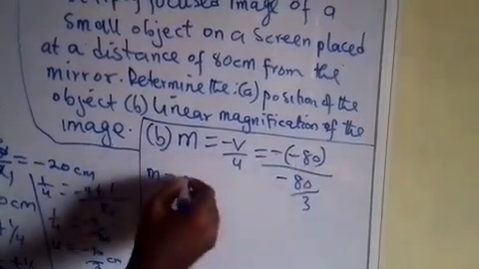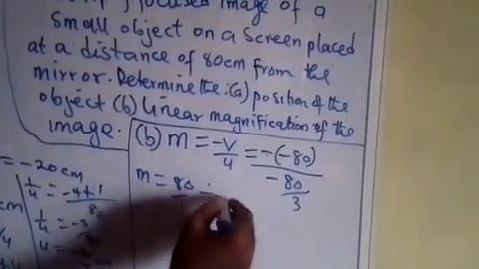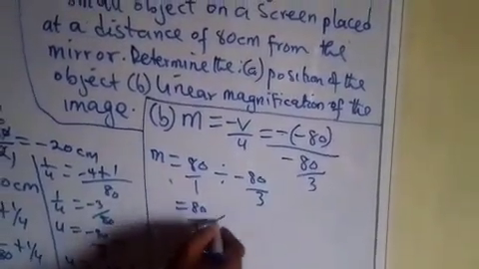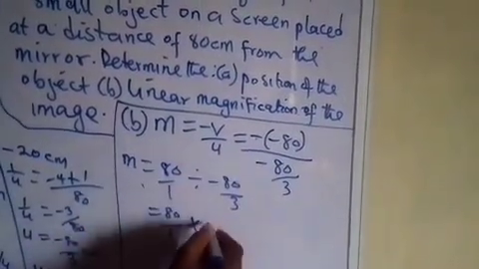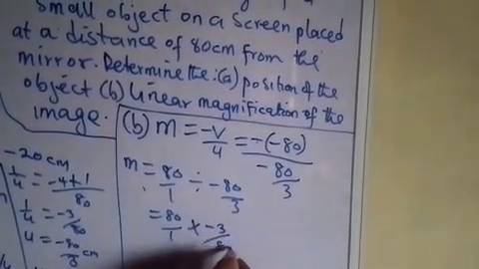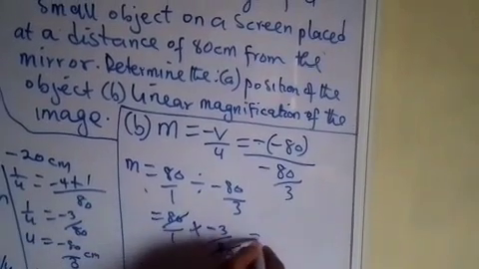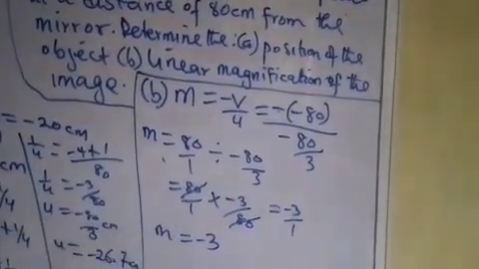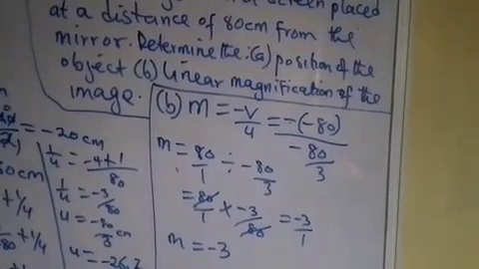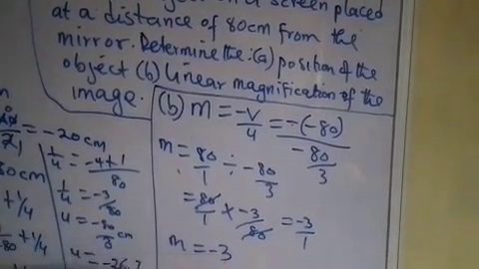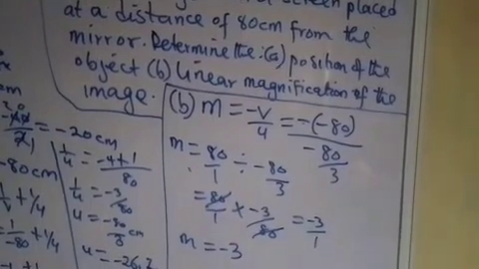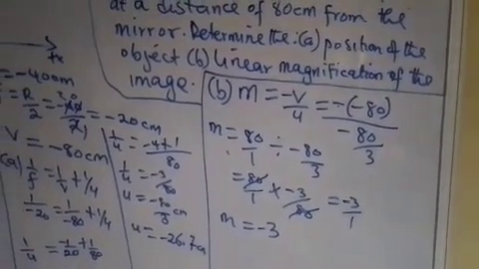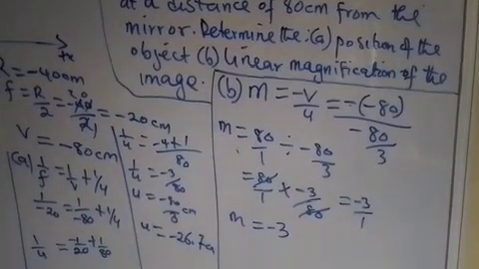Now look at the easiest way to express that. Minus times minus 80 is plus 80 over 1 divided by minus 80 over 3. This is plus 80 over 1. Change the division to times, you invert this fraction. Minus 3 over 80. 80 will cancel 80. You have minus 3 over 1. So the magnification is actually minus 3. What does that mean? The image distance is actually 3 times farther from the mirror than the object distance. Or you say the size of the image is 3 times bigger than the size of the object.